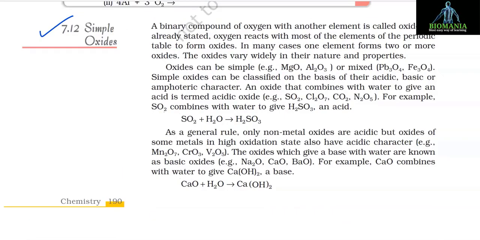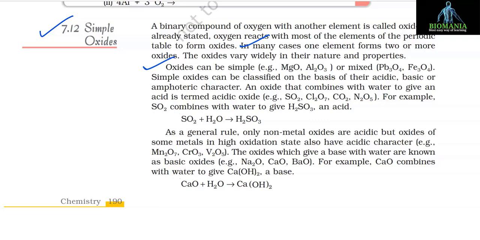7.12 Simple oxides. A binary compound of oxygen with another element is called an oxide. As already stated, oxygen reacts with most of the elements of the periodic table to form oxides. In many cases, one element forms two or more oxides. The oxides vary widely in their nature and properties. Oxides can be simple, for example MgO, Al2O3, or mixed. Its examples are Pb3O4, Fe3O4.